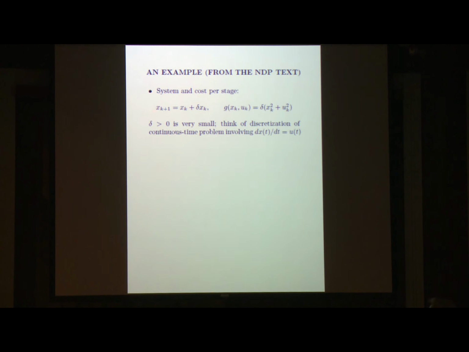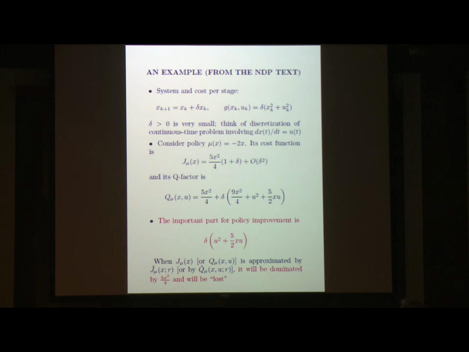I have a typo here. This should not be xk, it should be uk. I'm sorry, there's a typo here. Instead of xk, it should be uk. So this is the delta discretization of this differential equation, and within a delta discretization interval, the cost is quadratic. Let's take a quadratic cost. Delta is the time increment, multiplying the value of the quadratic.